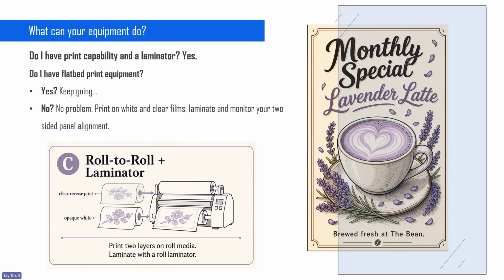Okay. So do you have a printer and a laminator? Yes. Do you have flatbed printing equipment? Ooh, yeah. Okay, keep going. No problem if not. You're still going to print on the same film choices as before, but now you get the joy of equipment laminating, or machine laminating, those layers rather than hand applying them in the field or trying to line things up in the shop.